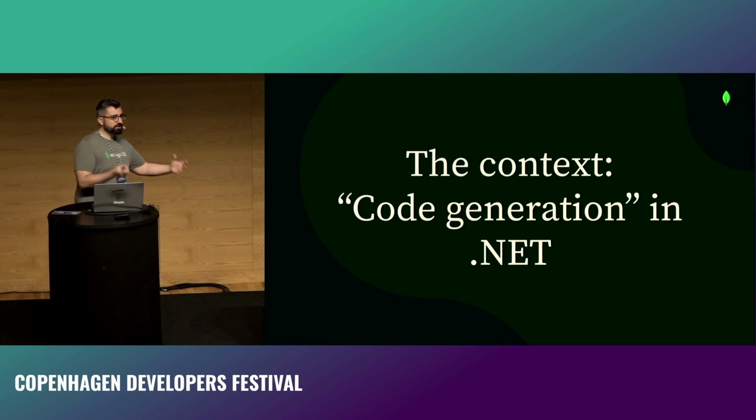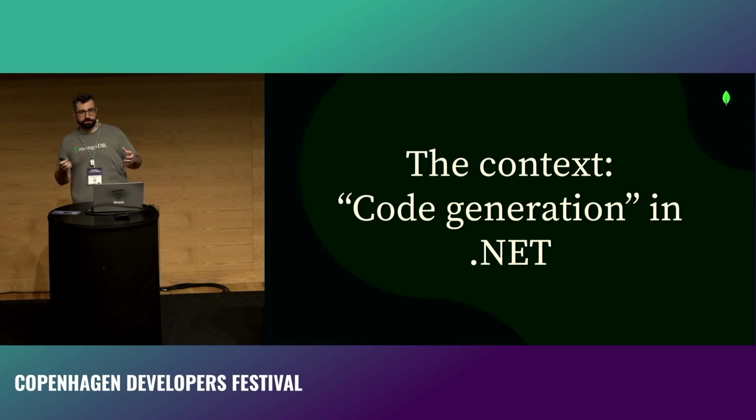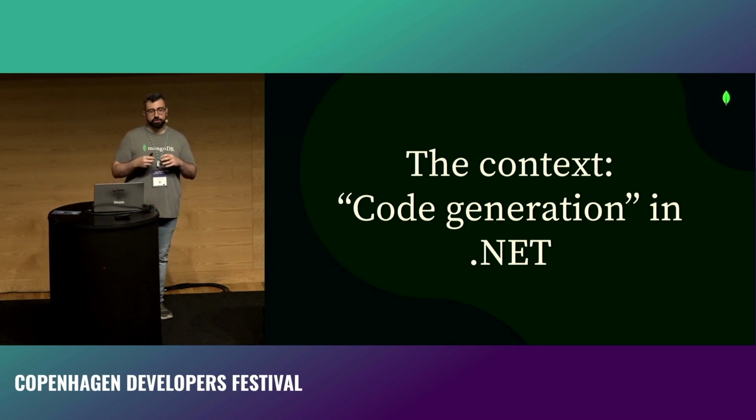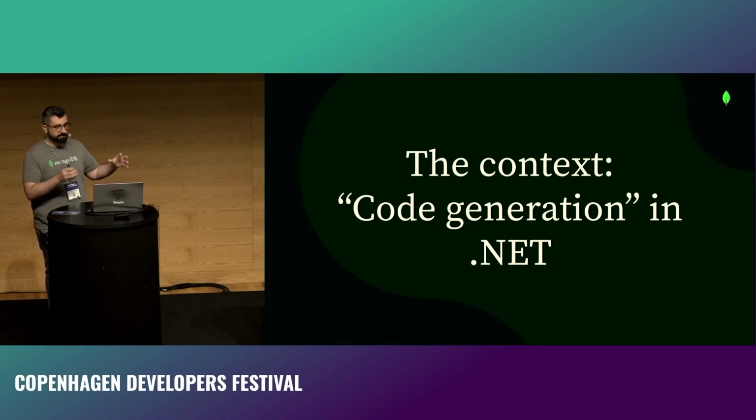So just to set up the context, we are going to talk about code generation in .NET, code generation and alteration. This because both IL weaving and source generators are two different techniques that can be used to add code and modify code. And so we're going to see why we decided to use these techniques in the first place, and then why we decided to move from one to the other. But first of all, we need to take a look at these techniques.